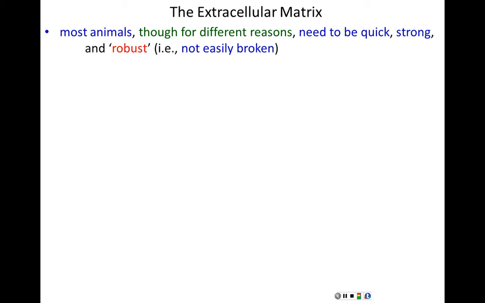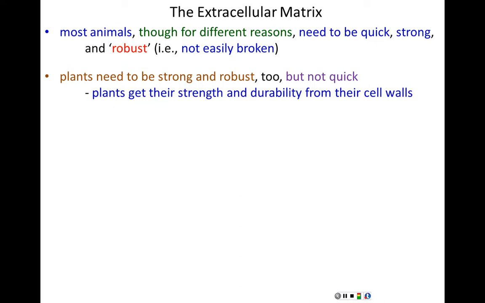Plants need to be strong and robust, too. Strong, growing up strong, able to withstand wind, able to withstand storm, and robust, able to withstand the stresses of a drought or the stresses of too much water. But plants don't really need to be quick, do they? I mean, the plant's life cycle is a static one. They're rooted to the ground, and they don't go anywhere. So plants actually got off easy on this deal.